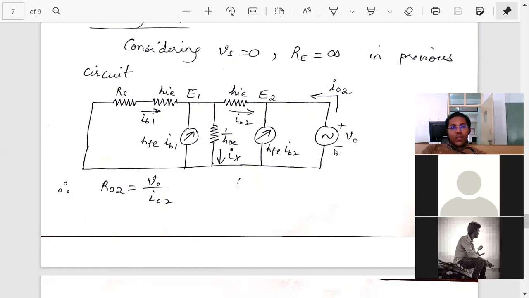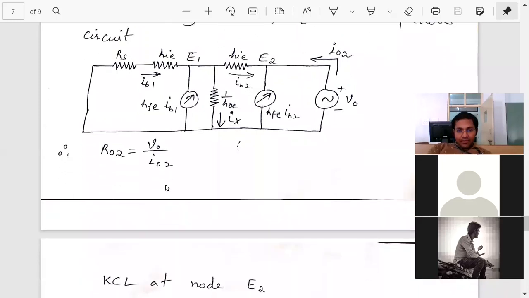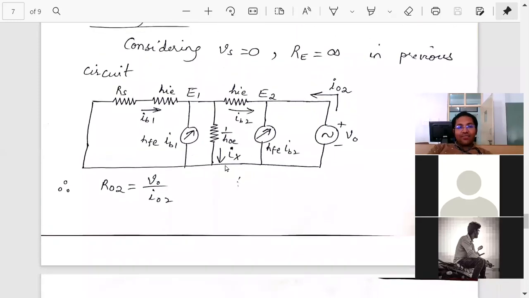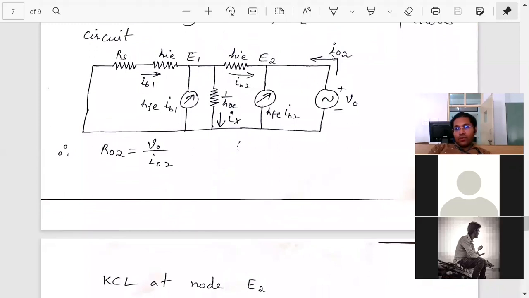I've been telling you how to measure output resistance: connect a source, and measure the current drawn from the source. The source is V0, the current drawn is I02. So the resistance will be V0 divided by I02. Now, the task is to find out I02. But how can I get I02 if I apply KCL here?